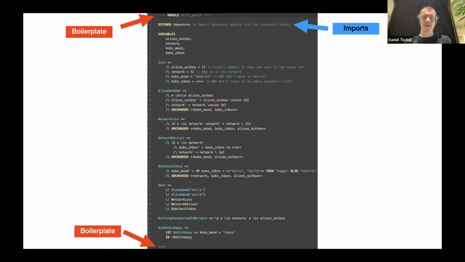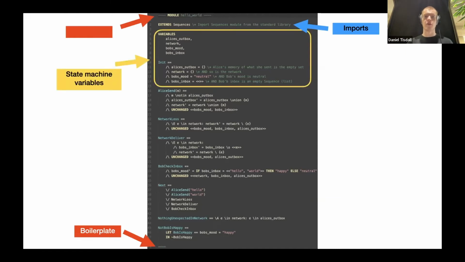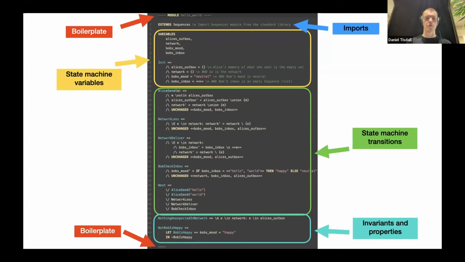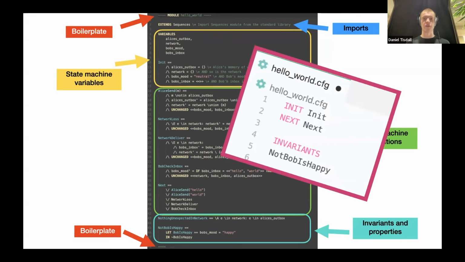Imports are called extends in TLA. So we import sequences, which is like a list data structure. And then you should define your state machine and the initialization of it at the top of the spec. So here we have 4 variables and their initialization. The middle region of the spec should be your state machine transitions. So we'll zoom in on that, don't worry. And then at the bottom, you should define invariants and properties that you want to check. So I recommend this kind of structure, and always use the names init and next as well for the initialization and the transition. And then of course you need the config file.